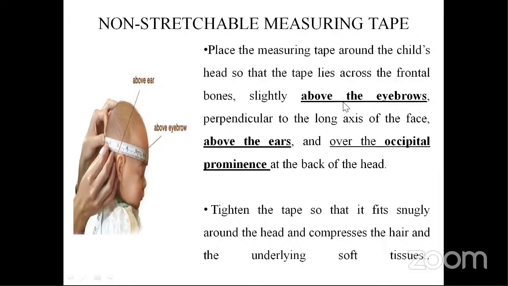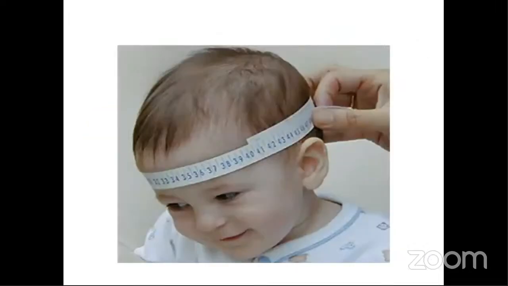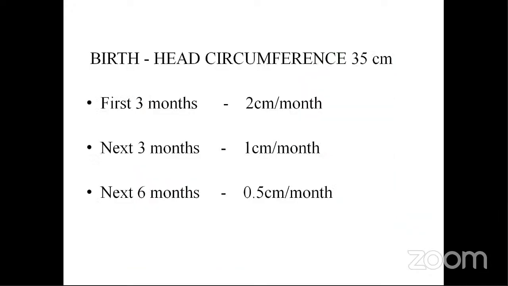So these are the three landmarks: above the eyebrows, above the ears, and over the occipital prominence at the back of the head. Tighten the tape so that it fits snugly around the head and compresses the hair and the underlying soft tissues. This is how you should measure the head circumference. This is another picture showing how they are measuring the head circumference.